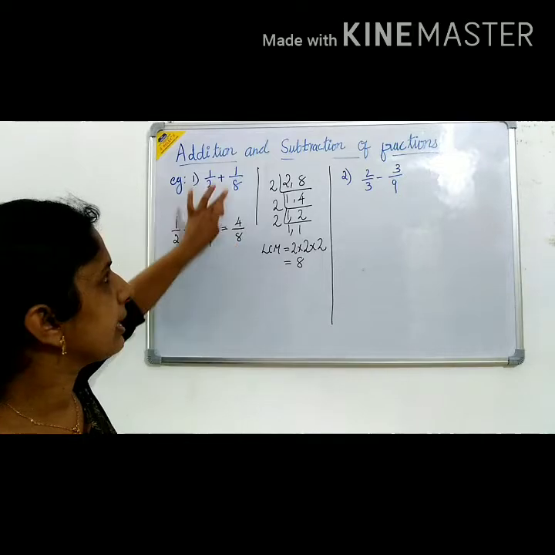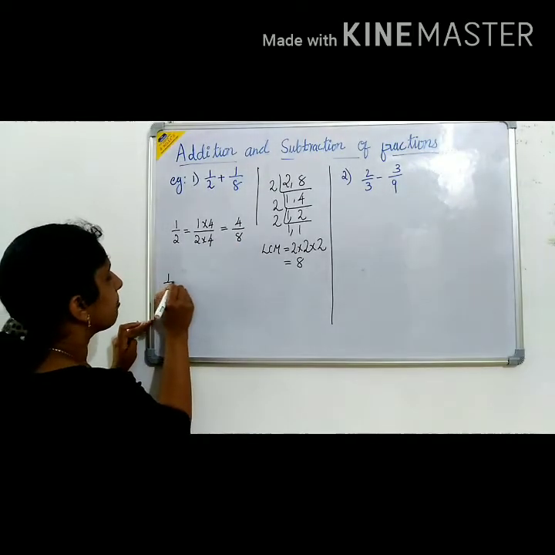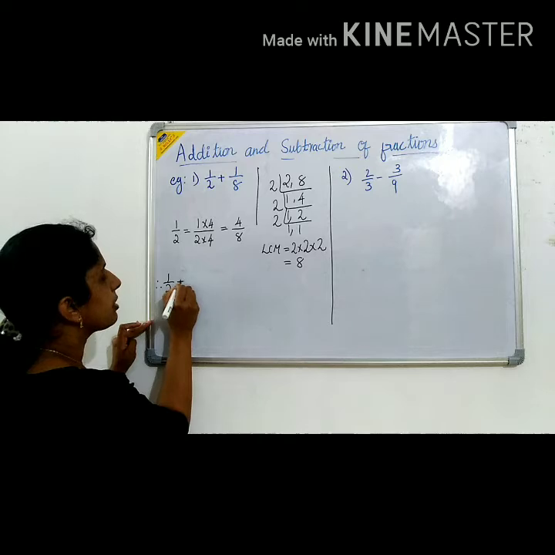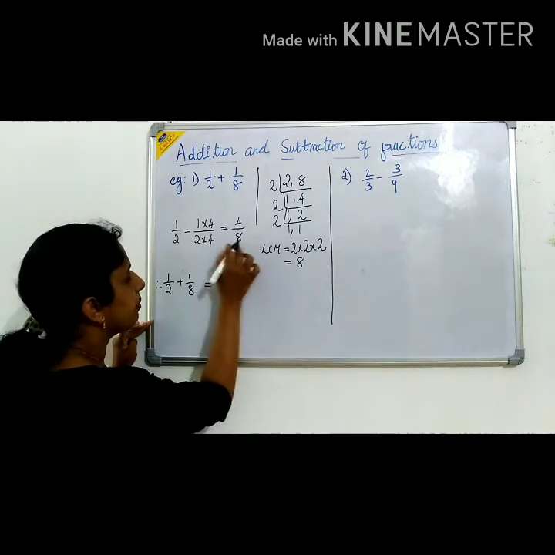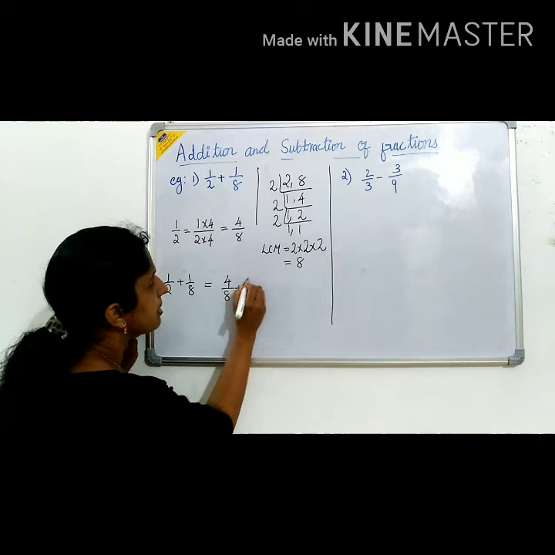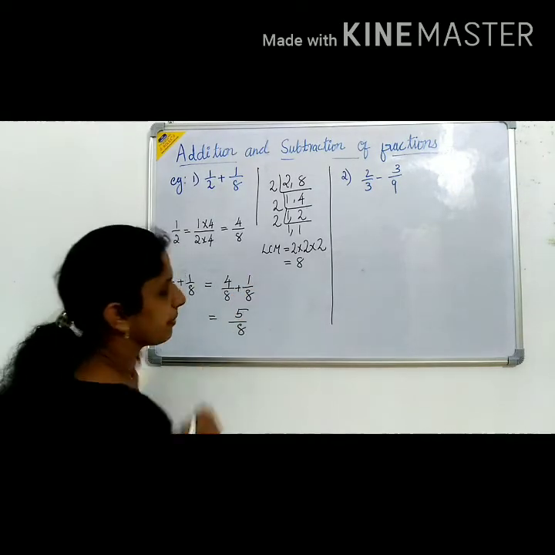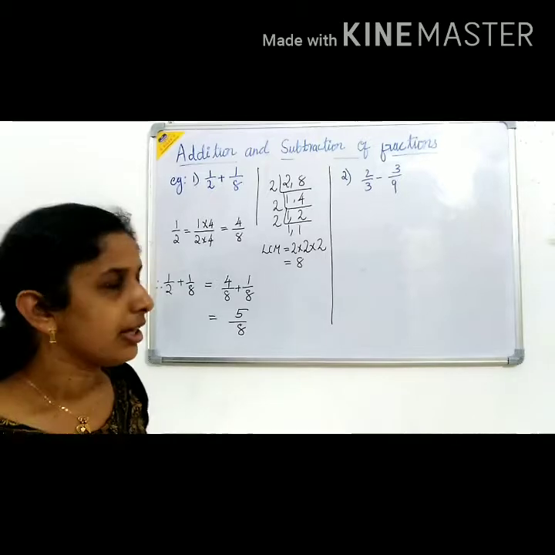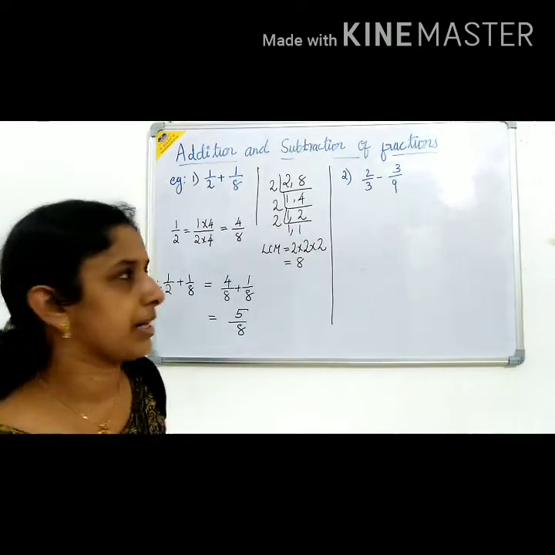Now both the denominators are equal. We can add the fractions. Therefore, 1 by 2 plus 1 by 8 is equal to, instead of 1 by 2, we are writing 4 by 8 plus 1 by 8. That is equal to 5 by 8. This is the answer.